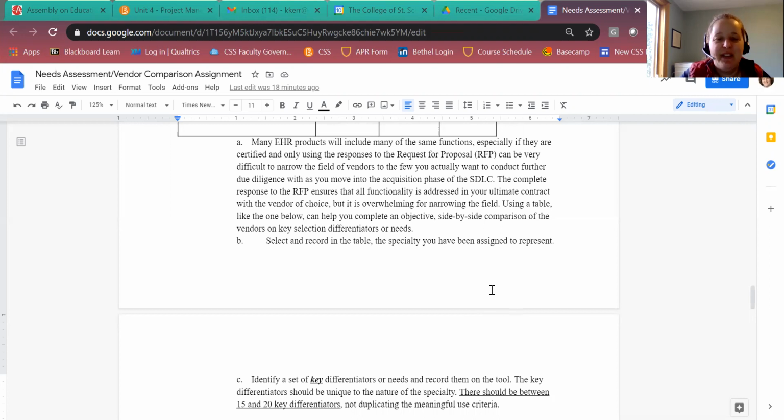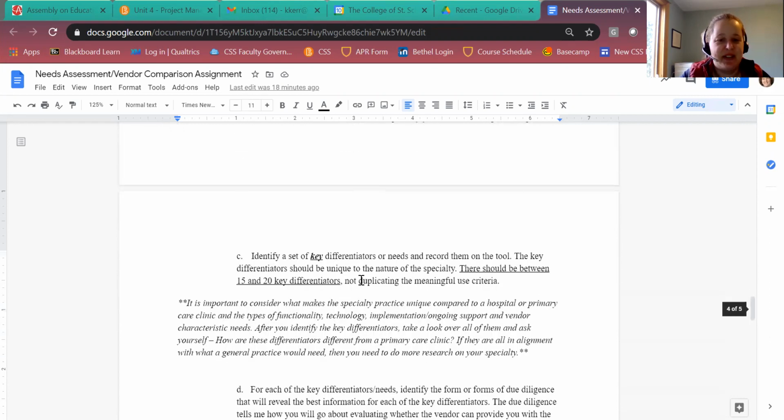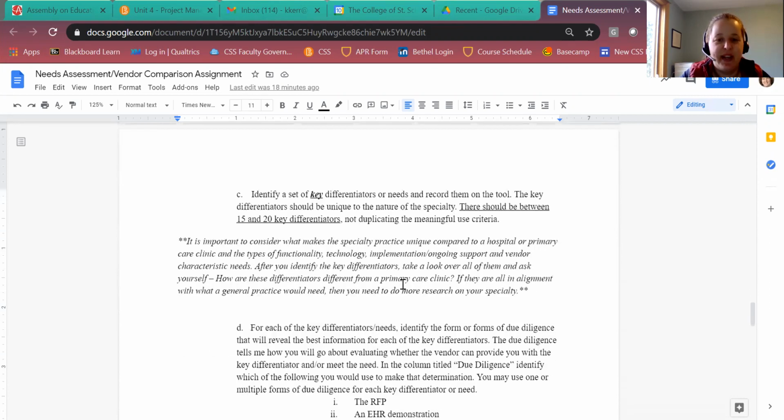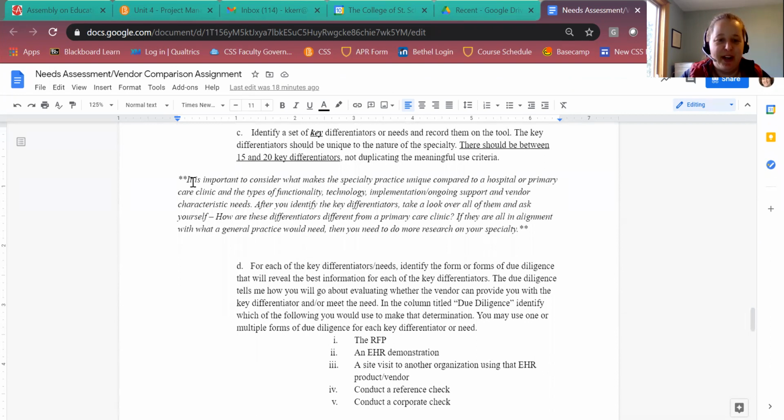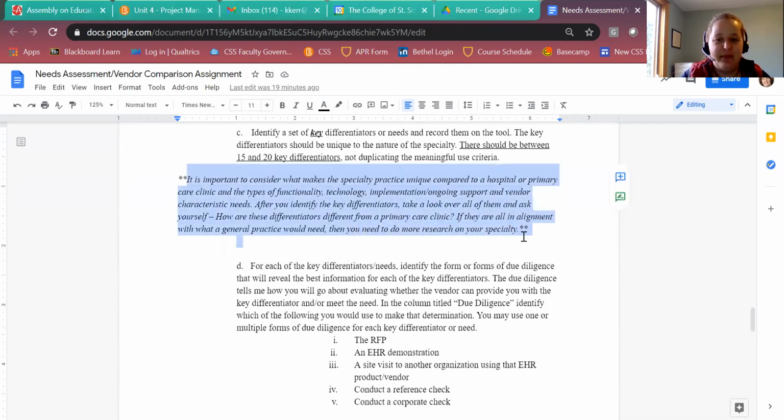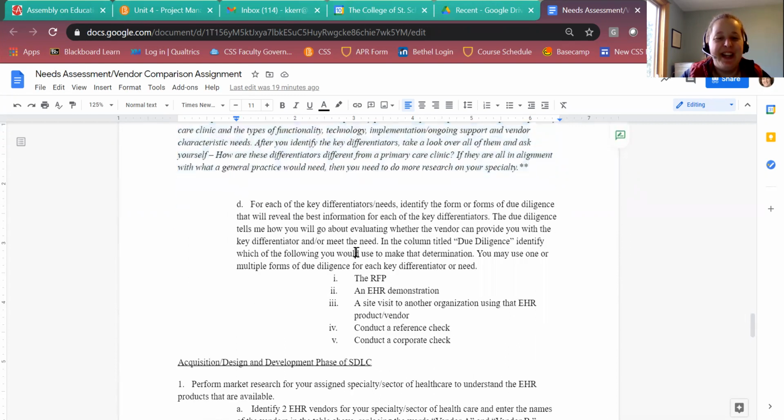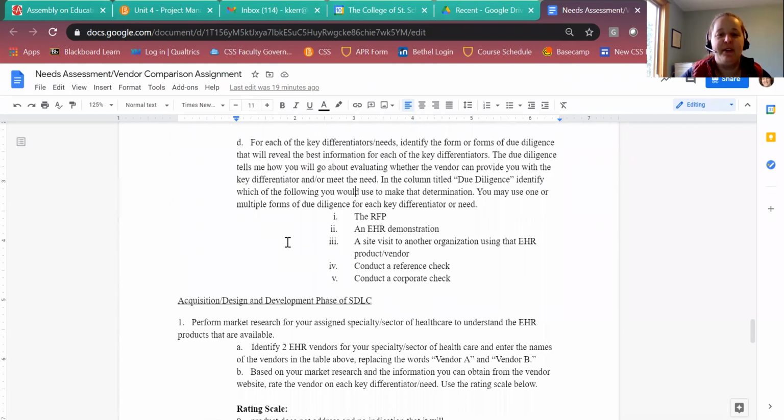And so the next thing you would do is, after you've recorded those in there, and this is my little blurb here about finding unique key differentiators. Okay, the next thing would be to identify for each of the key differentiators what form of due diligence is going to tell you that that vendor or a vendor is able to meet your needs, right?